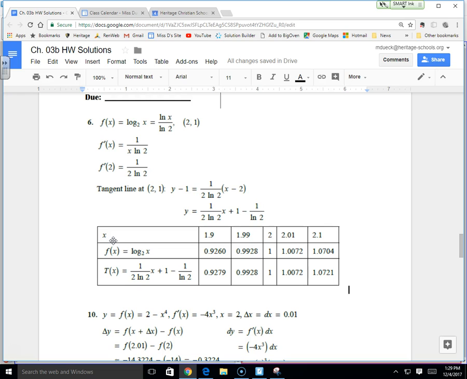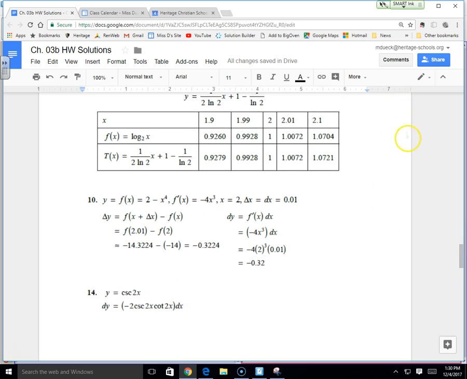So you weren't supposed to do it by hand. You weren't supposed to try to think of what ln of 2 was with mental math. That's not the point. The point was to plug these values into the tangent line and the original function and just compare. And the further away you got from the point of tangency, the more error there was.